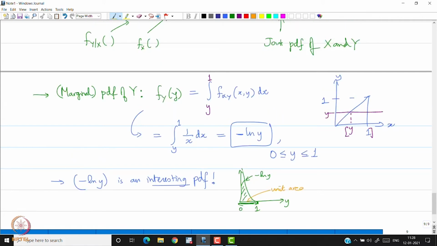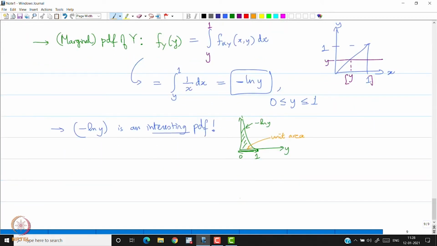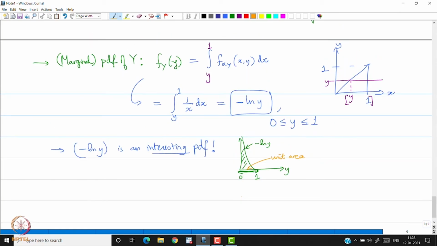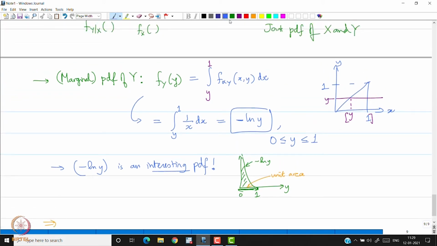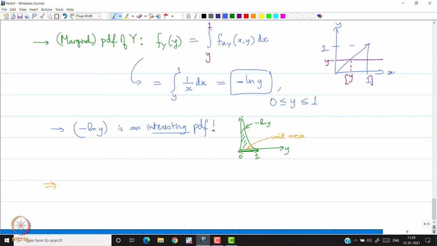It has to be a valid PDF, and I urge you to check out the fact that it has a unit area by simple integration. So minus ln y by itself, the first time we are seeing it, is also a valid PDF, which you might not have seen up to now. Okay, let us continue.